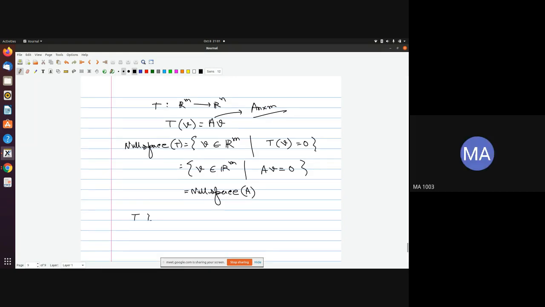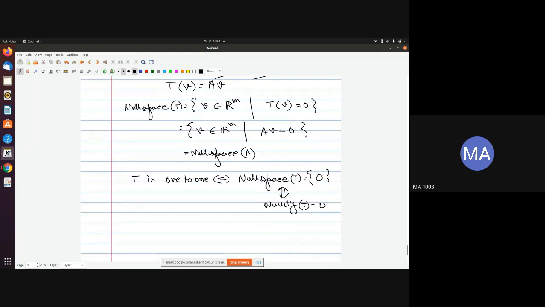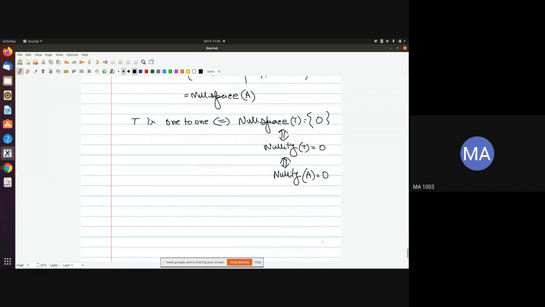Now T is 1 to 1 if and only if the null space of T is what? The 0 vector space. And this is the same as the nullity being 0. Nullity is 0. As the null space of T and the null space of A are the same, it is the same as the nullity of the matrix basically. So this is what we have discussed till now. You can check what nullity means.